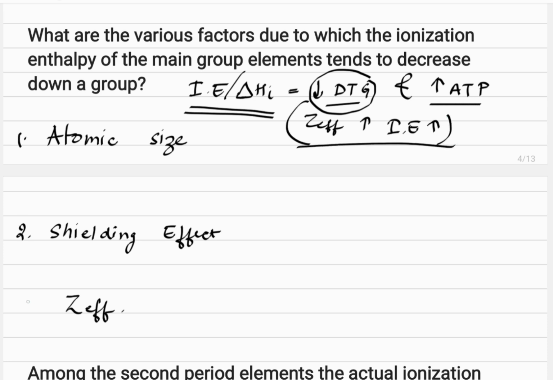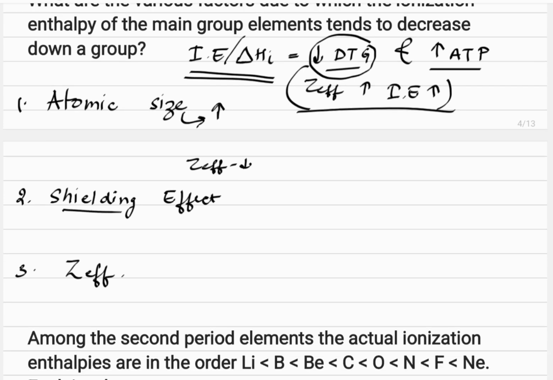Now the factors that contribute to the trend that we see is first, atomic size. As we move down the group, we know that atomic size increases. And why does it increase? Because number of shells keep on adding as we move down the group. If number of shells keep on adding, that means the outermost electron now is farther and farther away from nucleus. Then obviously it will be feeling less nuclear pull, right? So as we go down the group, atomic size increases, therefore Z effective decreases.